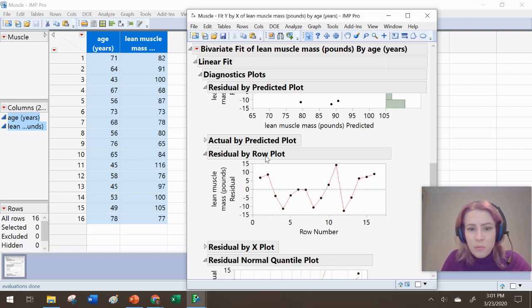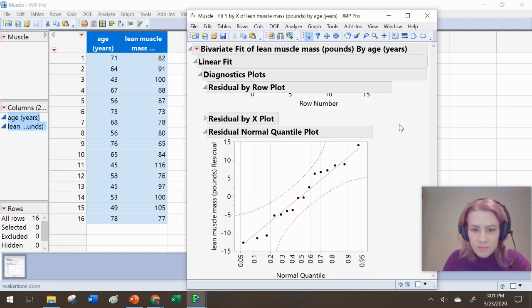meaning that my residual by row plot could help me spot any patterns over time, if any were present. So looking at the plot, it's going up, it's going down, it's going up and down and up. I don't see any consistent trend where it's going up across the whole thing or down across the whole thing. So independent error seems reasonable here.